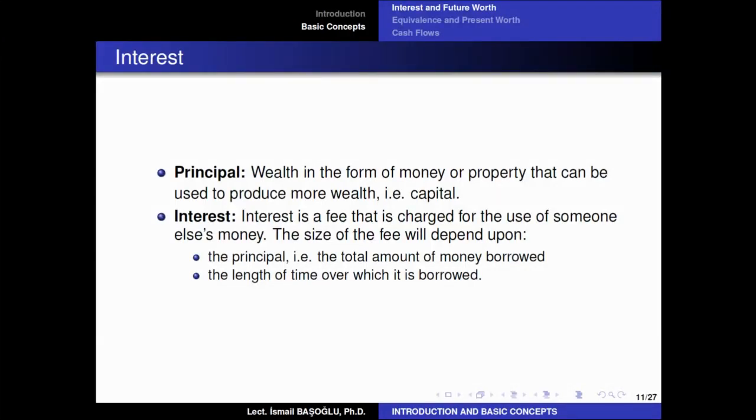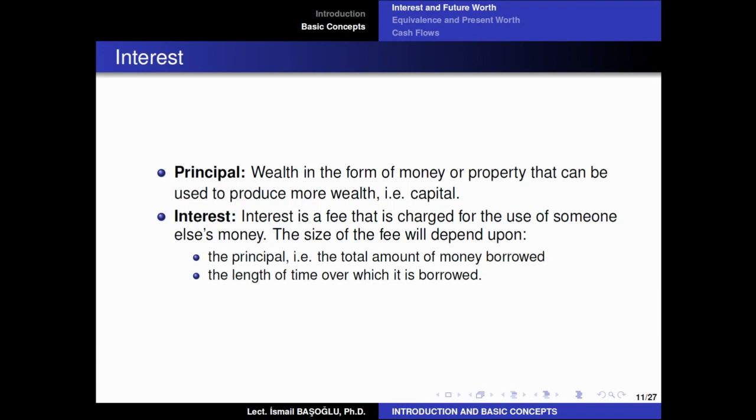Okay, so we are just going to continue from the point where we have left. And in the second part of this week's lecture, we are going to talk about some basic concepts, starting with the concept of interest. So in order to understand the interest, we need to define the principal first.